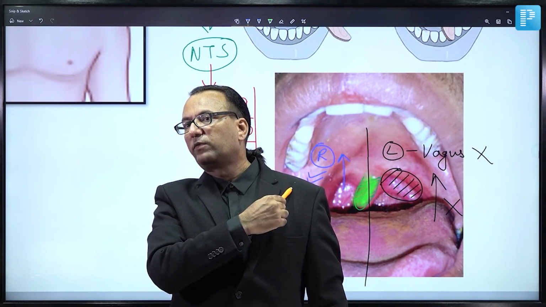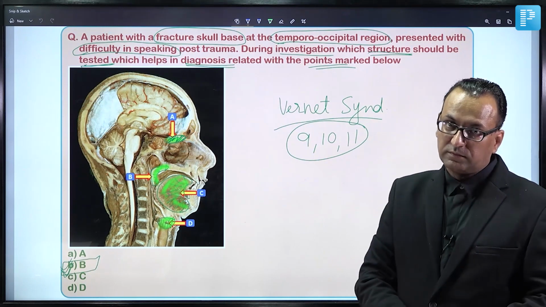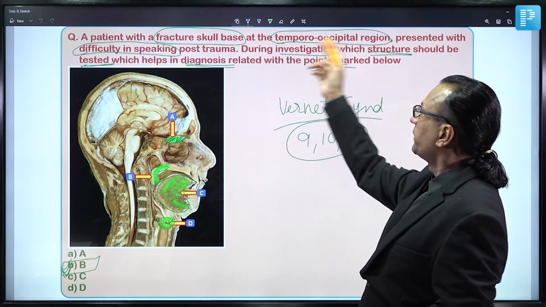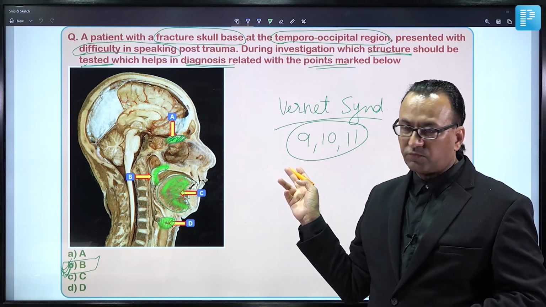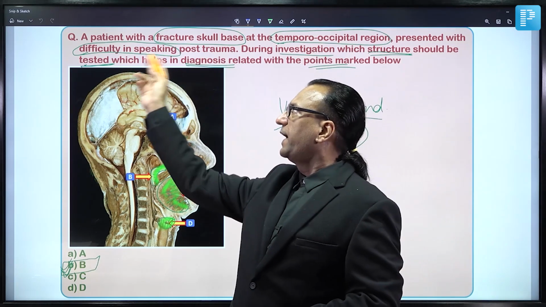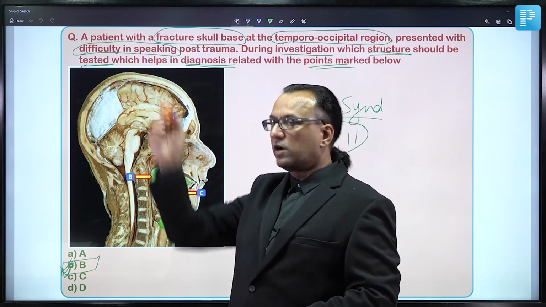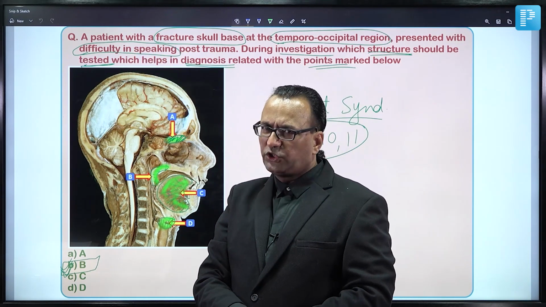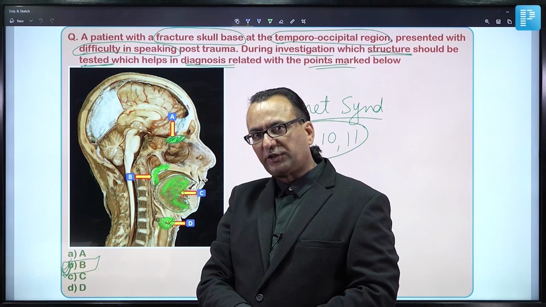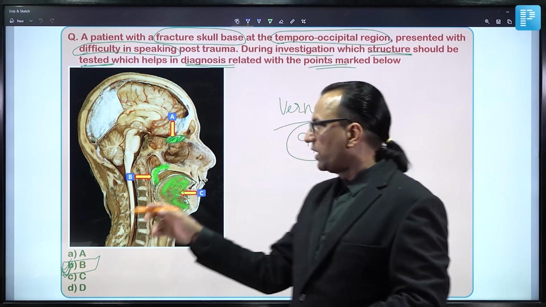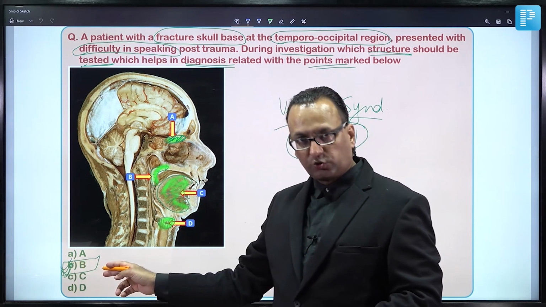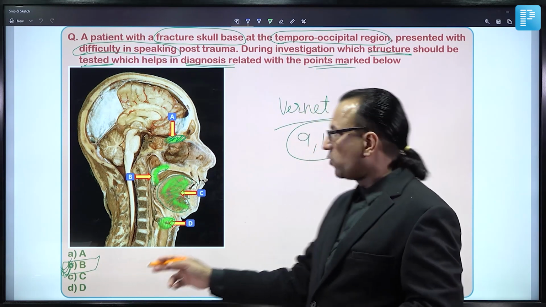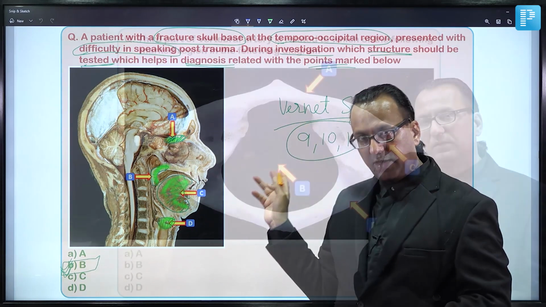Now let us go back to our question. As is evident, the fracture at the temporooccipital region, jugular foramen syndrome, the number 9, 10, 11 involved, with the patient having problem with speaking. Our focus goes on to nerve number 10. And how do you check 10th nerve? By asking the patient to say "ah" or the midline position of uvula, choice number B. Hence the answer should be choice number B. We are actually talking about Vernet's syndrome here.